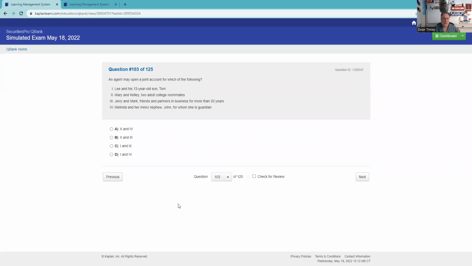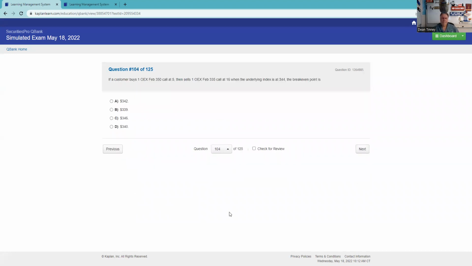So here, I think the right answer is going to be 2 and 3, right? Mary and Kelly, 2 adult college roommates, and then the partners in business. So you can't open accounts with minors directly is what this question is getting at. So I'm going to say 2 and 3.